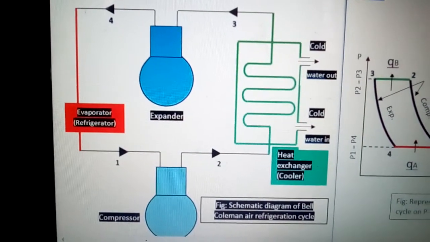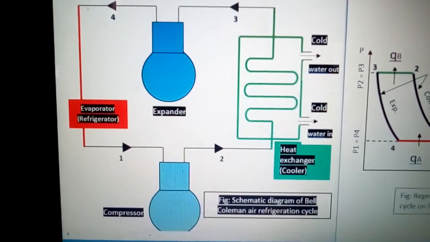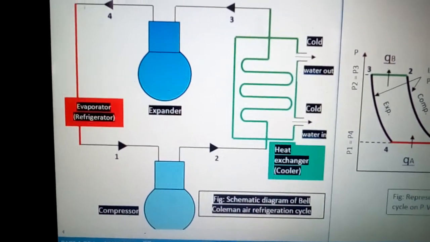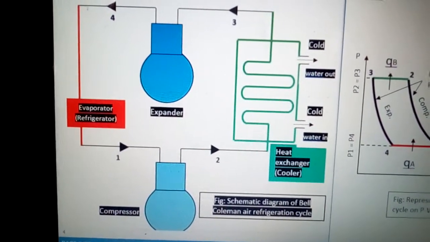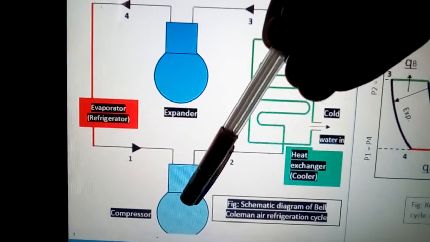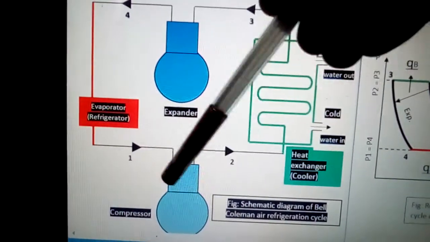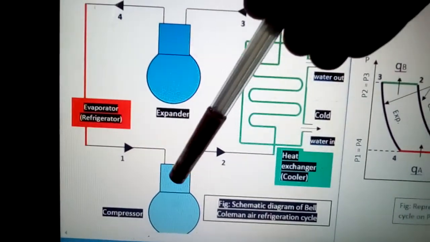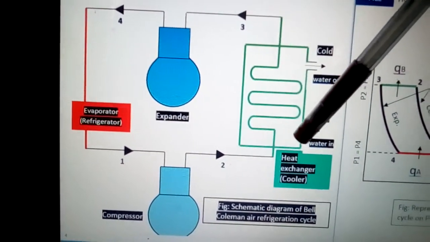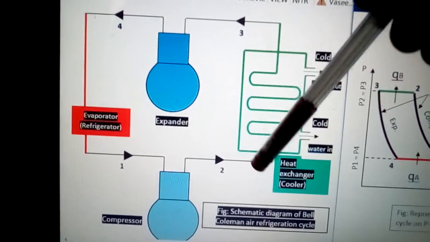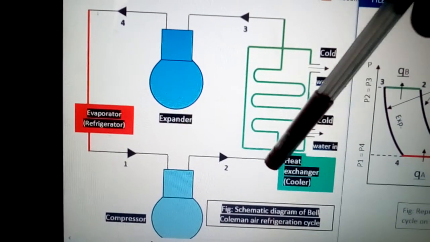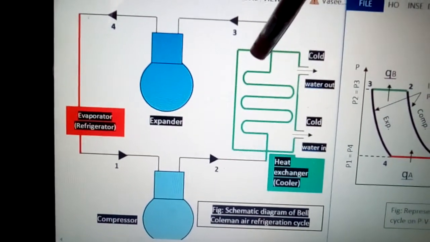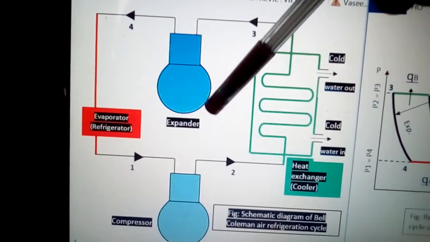Hi friends, today's topic of discussion is the Coleman air refrigeration cycle. As you can see over here, it consists of a compressor, and the process related to the compressor we will name process 1-2. Then it goes to the heat exchanger, that is the cooler, and the process which takes place over here we will call process 2-3, the expander.